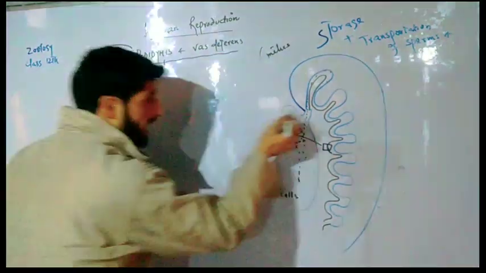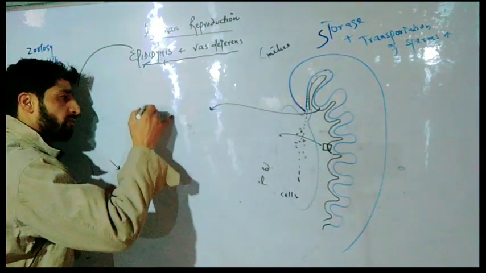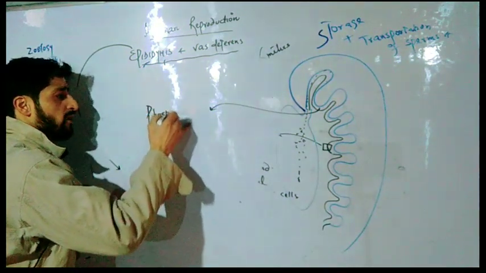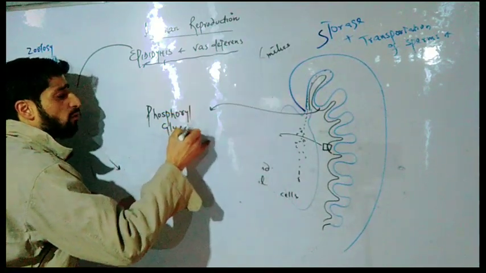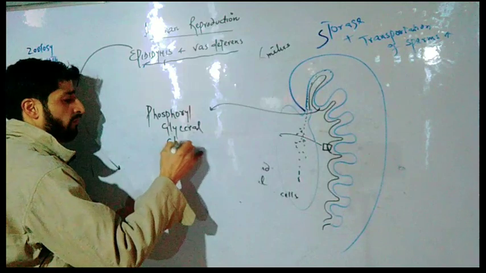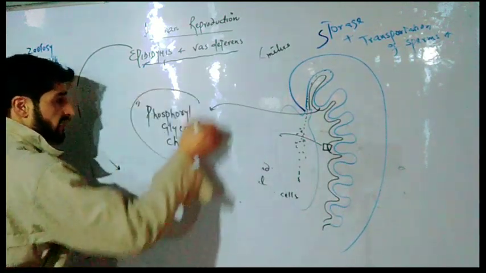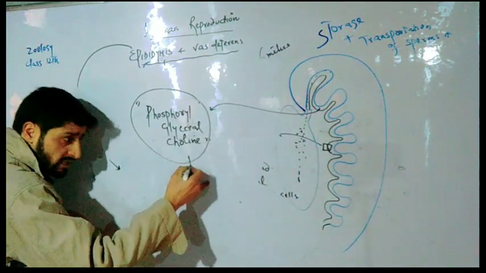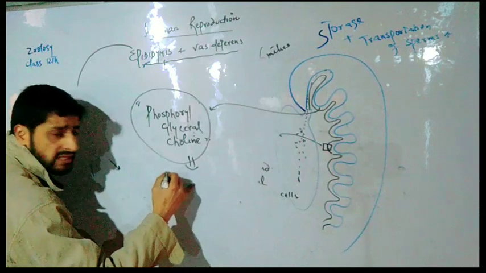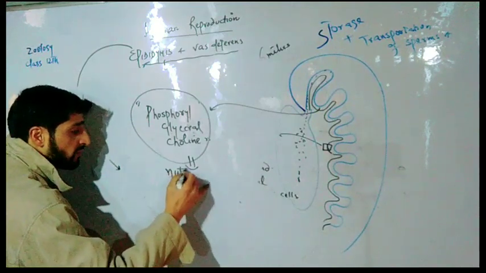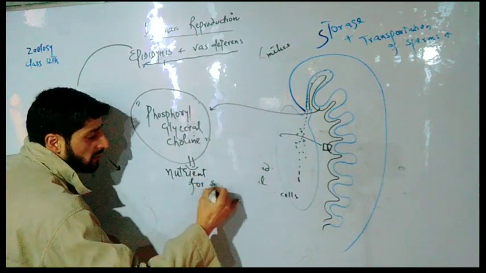Sir, the wall of epididymis also produces a special fluid. That special fluid is known as phosphoryl glycerol choline. This is also used as sperm nourishment. This is also used as a nutrient fluid, or nutrient for sperm cells.